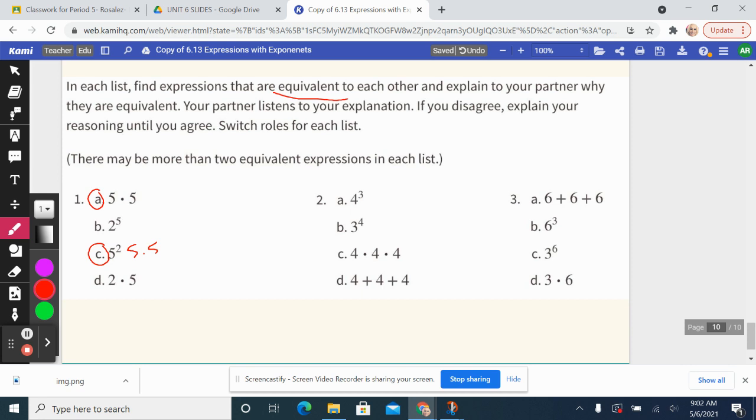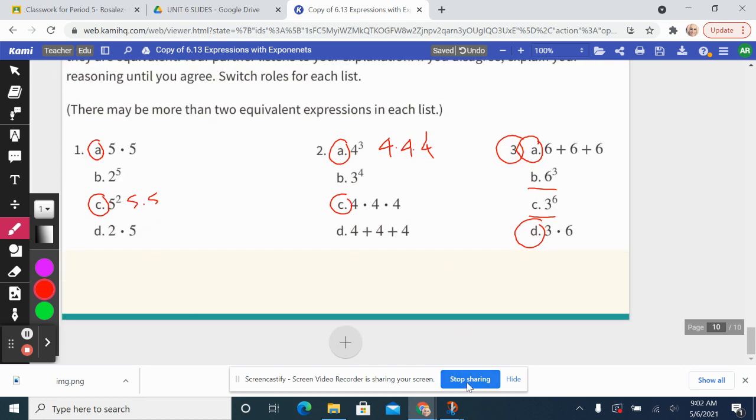All right, now number 2, 4 cubed, we call that because it's 4 to the 3. So 4 times 4 times 4, that's what that means. So obviously, it's C, right? So for number 2, you're going to choose C. Now, number 3 is a little more tricky, and none of those exponents will ever be A or D. Okay, so 6 plus 6 plus 6 is the same as 3 times 6. So for number 3, you're going to circle A and D. So you're going to turn in your notes, and we're going to start practice.